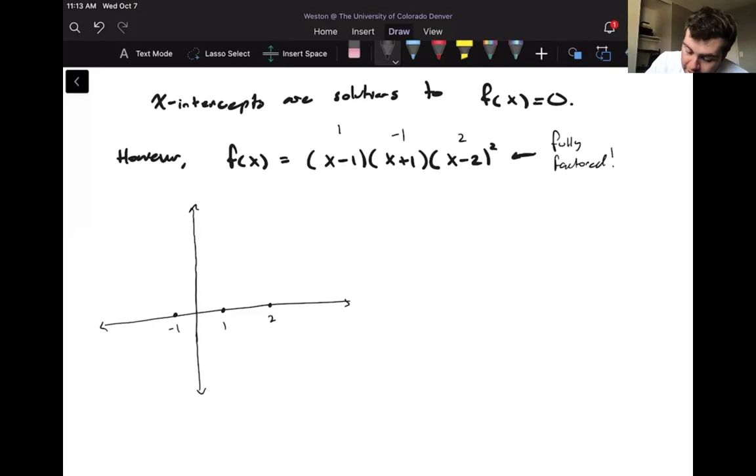Our leading coefficient in this fully factored form is 1. And our degree of f is actually just, all we have to do is sum up the degrees of each of these monomials. So it's 1 plus 1 plus 2, which is 4. So it's an even degree and it has a leading coefficient that's positive. So we know that the end behavior is going to look something like this.